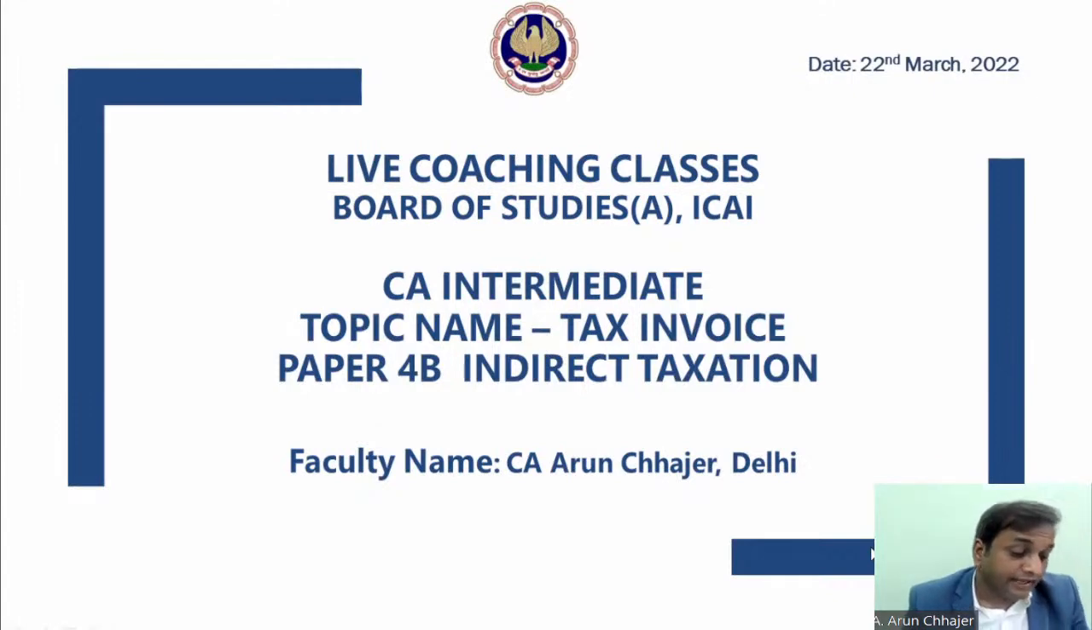Next question. In case of a B2C transaction, please listen to my question. How many digits of HSN code should be there if aggregate turnover is greater than 5 crore and supply is made to an unregistered customer? How many digits should be there on the tax invoice? Option one, not mandatory. Second option, 4 digit. Third option, 6 digit. Fourth option, 8 digit.